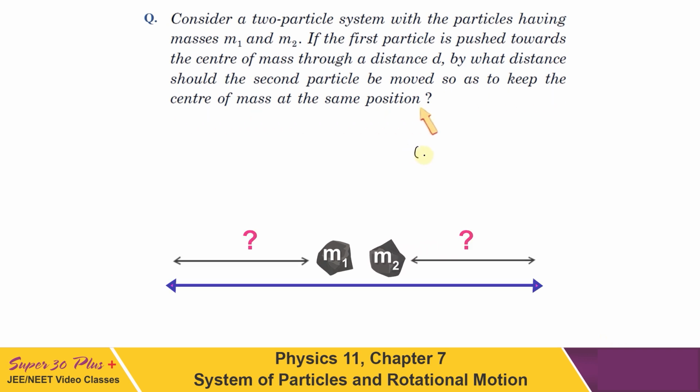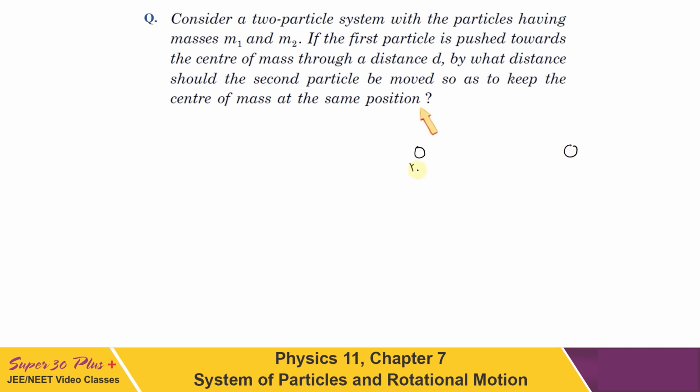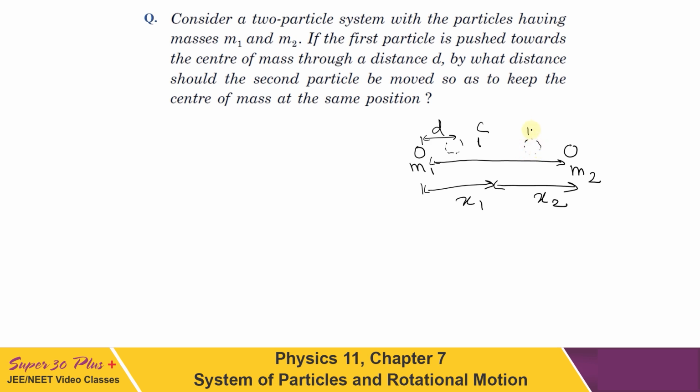Now here let us consider initially the masses were, this is m1, this is m2, and let this be the center of mass. We do not know its location, but let us consider this to be the center of mass, which is at a distance x1 from m1 and x2 from m2. Now since the mass m1 has been moved towards C by a distance of d, we have to see by what distance m2 will have to move, so that the center of mass stays in the same position. So let us consider that m2 has to move by a distance, let this be d dash, towards the center of mass.